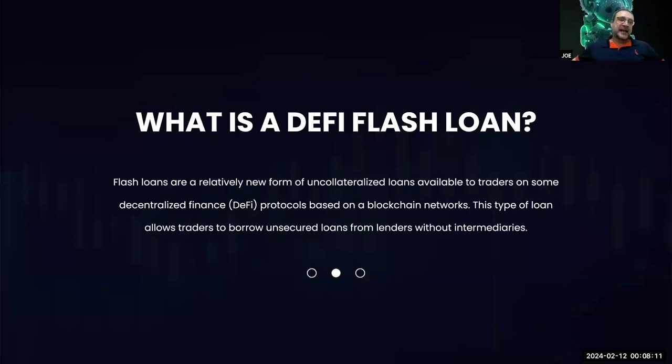What is a DeFi flash loan? Well, a flash loan, whilst relatively new, is a form of uncollateralized loan available to traders on some decentralized protocols based on a blockchain network. And this type of loan allows traders to borrow unsecured loans from lenders without intermediaries.